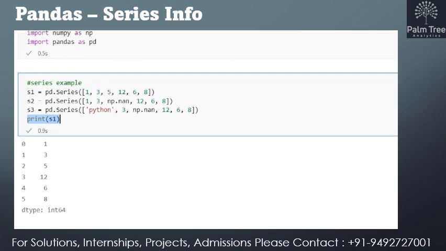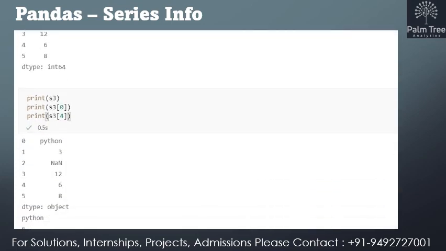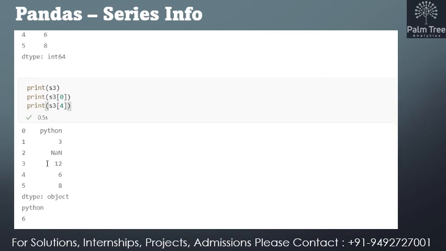So this can be accessed further. Again, we can print the other series we have seen. And then we can access each individual object, individual value also. S3 of 0, S3 of 4 also we can take.